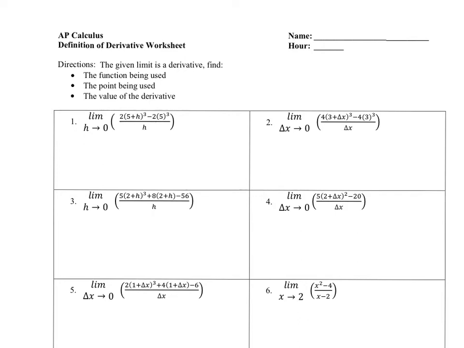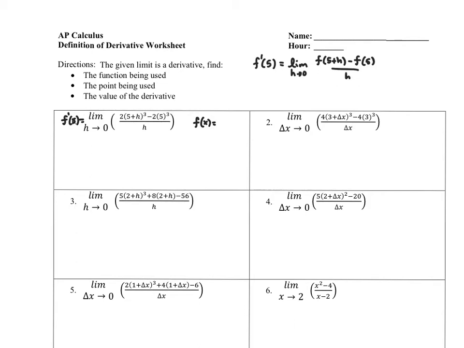So, for example, if I had f prime at 5, that would be equivalent to the limit as h goes to 0 of f of 5 plus h minus f of 5 over h. And that's exactly what I have in problem number 1. So I've got f of 5 plus h minus f of 5. This is equivalent to f prime at 5, so I need to know what f of x is.